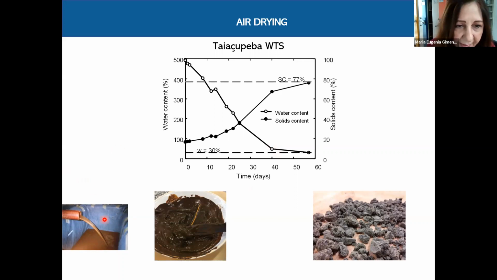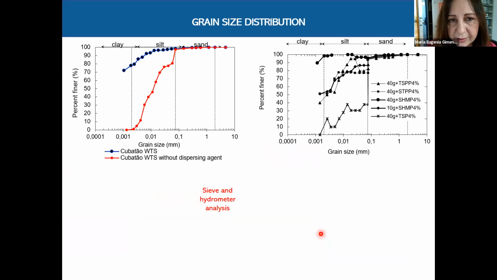Well, here are some images after the washing of basins and filters, after centrifuge dewatering, and dried until the hygroscopic water content. In this case, dried until the hygroscopic water content, WTS becomes a resistant aggregate with good potential use for geotechnics. Now, the comparison of grain size distribution of Cubatão sludge with and without dispersing agents shows how variable the material is.